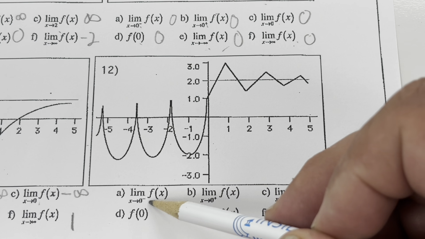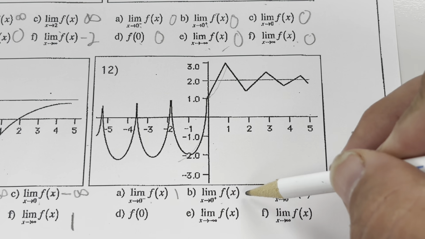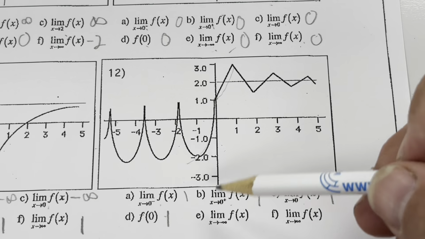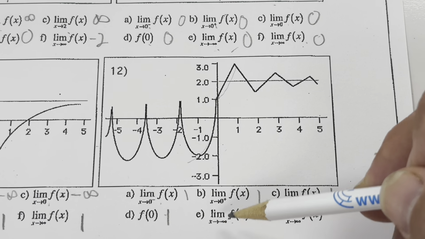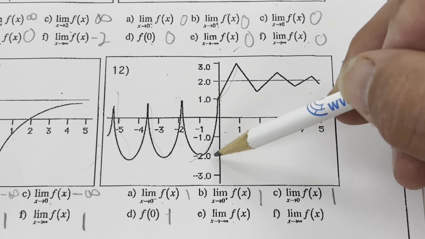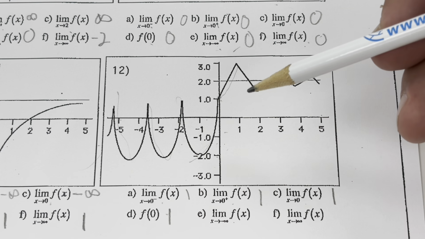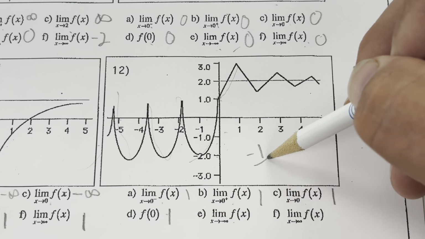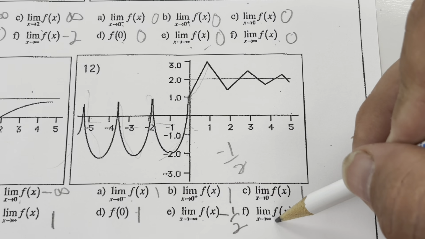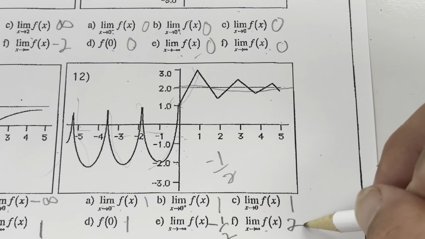Limit as x approaches 0 from the left would be 1. 0 from the right would be 1. 0 from both sides would be 1. F of 0 would be 1. As I go to the left, it goes whoop, whoop, whoop, whoop. I'm going to say it's the average of 1 and negative 2. So when you add them up and divide by 2, that would give us negative 1 divided by 2. Negative 1/2 it would be. As x approaches infinity, you can see it's oscillating and getting closer and closer to 2. So that would be y value 2.